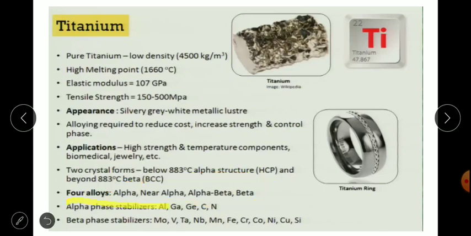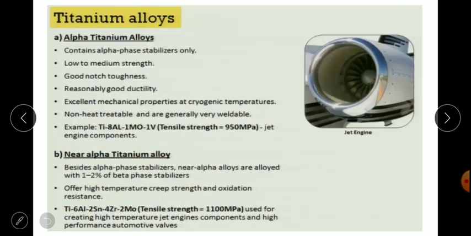First one is alpha phase stabilizer and second one is beta phase stabilizer. So for alpha phase, first one, what is the significance? It is an alpha phase stabilizer, which has maximum ductility with low to medium strength, and good notch toughness. A specific example of this is its use for jet engine components.